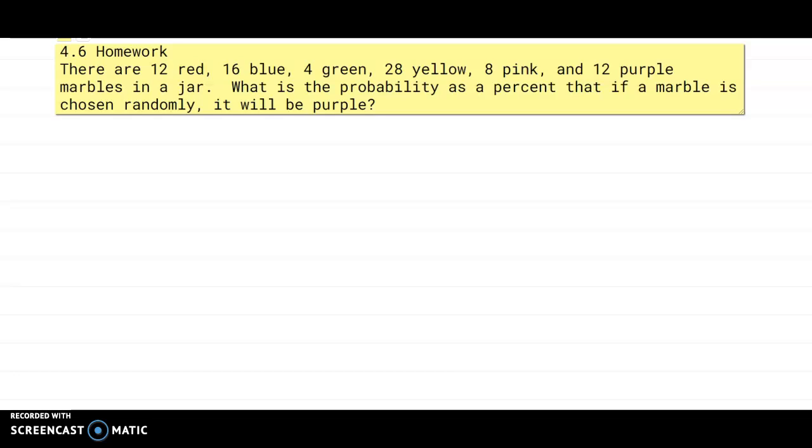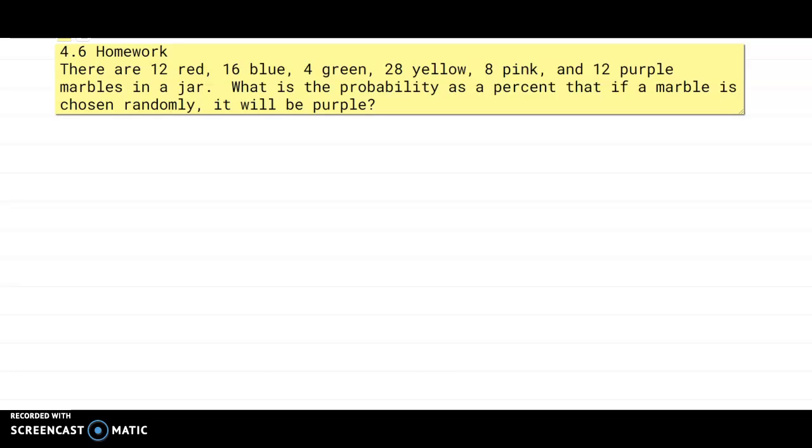In problem 4.6 homework, you're given that there are 12 red, 16 blue, 4 green, 28 yellow, 8 pink, and 12 purple marbles in a jar. What is the probability as a percent that if a marble is chosen randomly, it will be purple? So we want to know what the probability of purple is.